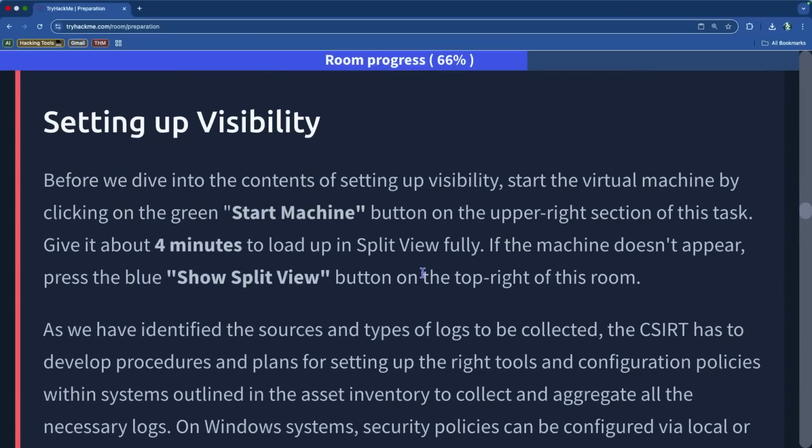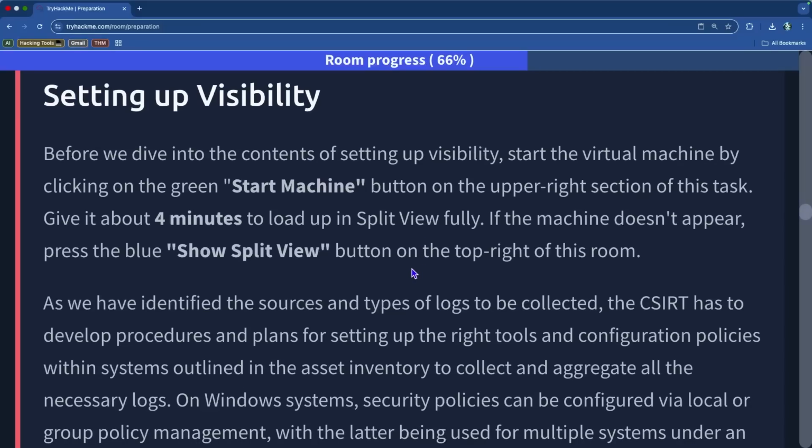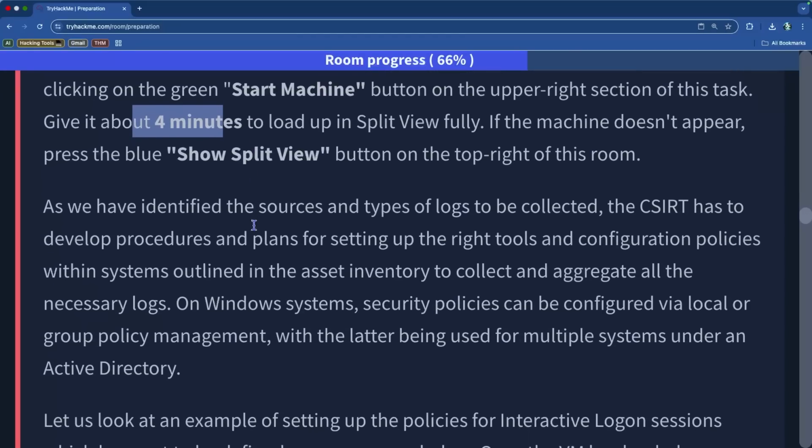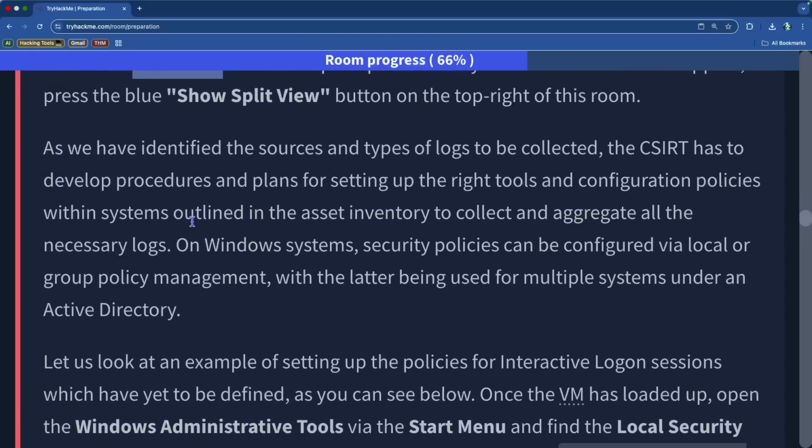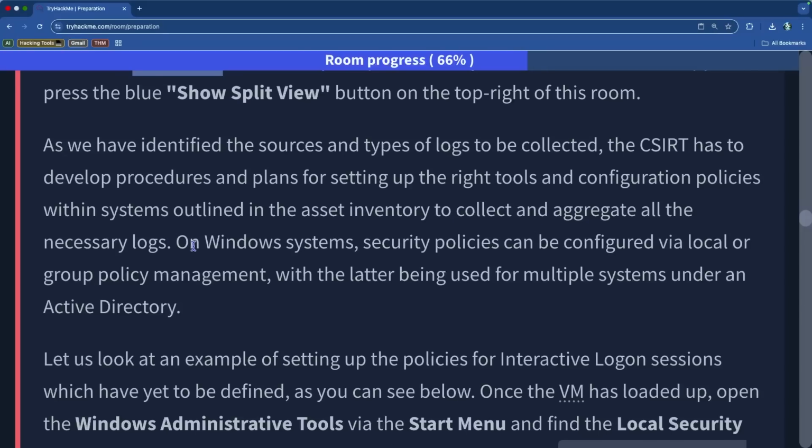So setting up visibility, we are going to do it today with this virtual machine that we have been assigned. It's definitely been 4 minutes since I started reading this whole thing, so I think by now it should be up and running. And as we have identified the sources and data types, the CSIRT has developed procedures and plans for setting up the right tools and configurations within the system, outlined in the asset inventory, and then collect and aggregate all the necessary logs.